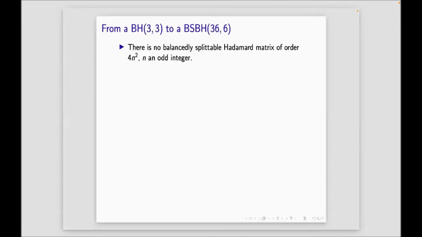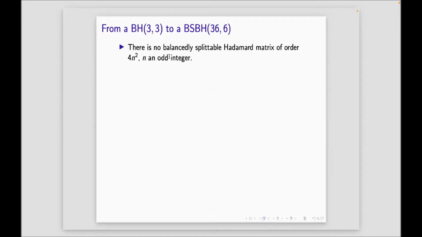Let me give you another example. If we have a Butson, let's say a Hadamard matrix of order 3 on the 3rd root of unity, we can actually construct a balanced splitted Butson Hadamard matrix of order 36 in the 6th root of unity. Obviously, we have to really add minuses. So from 3rd root, we go to 6th root, actually.